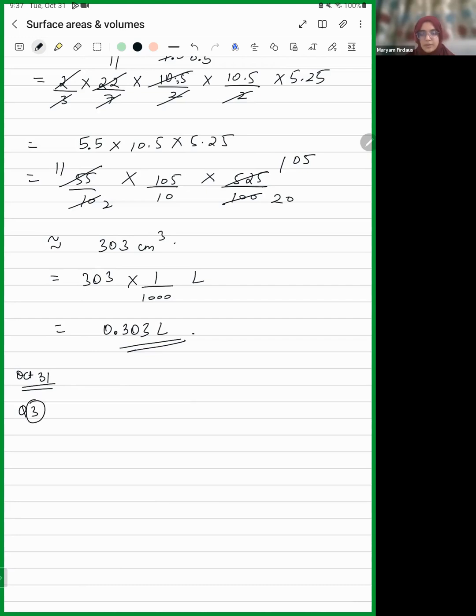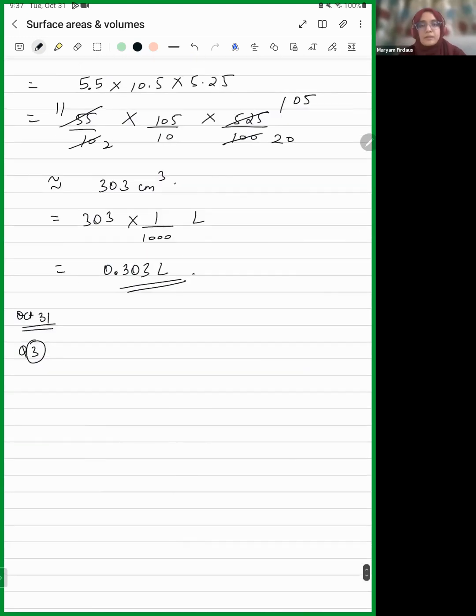Let's do question number 3. So can someone please read out question number 3, please? Question number 3 from the last exercise. Yes, I'll just take my book.